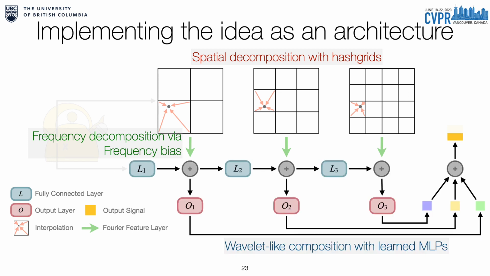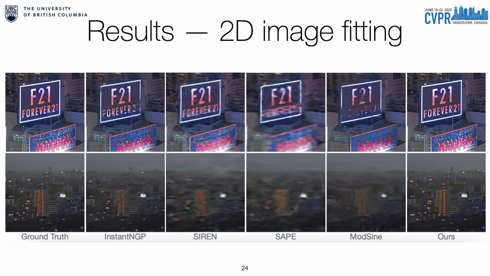We next apply a set of sign-activated fully connected layers for frequency decompositions. To connect the frequency domain with space domain, we use the frequency encoded grid features to modulate the sign-activated features from fully connected layers. Lastly, like wavelets, we compose the features from all levels to output final signal values. We evaluate our method with 3 different tasks. The first one is 2D image fitting.